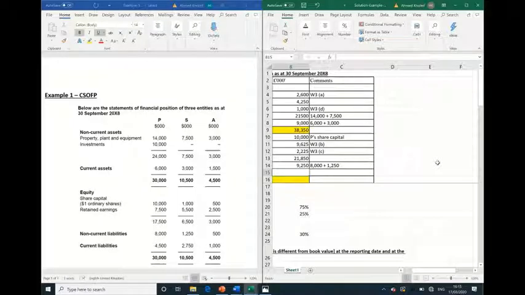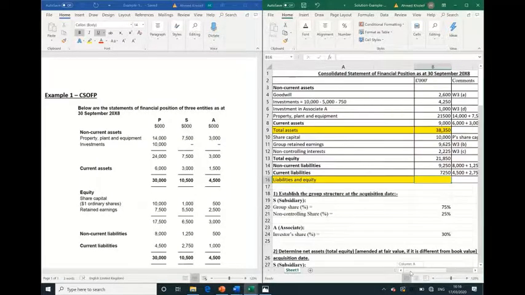And current liability, so also applicable to the parent and subsidiary, so which is 4,500 plus 2,750. So the total here is 7,250. So if we add them up, now we get the total liability and equity.